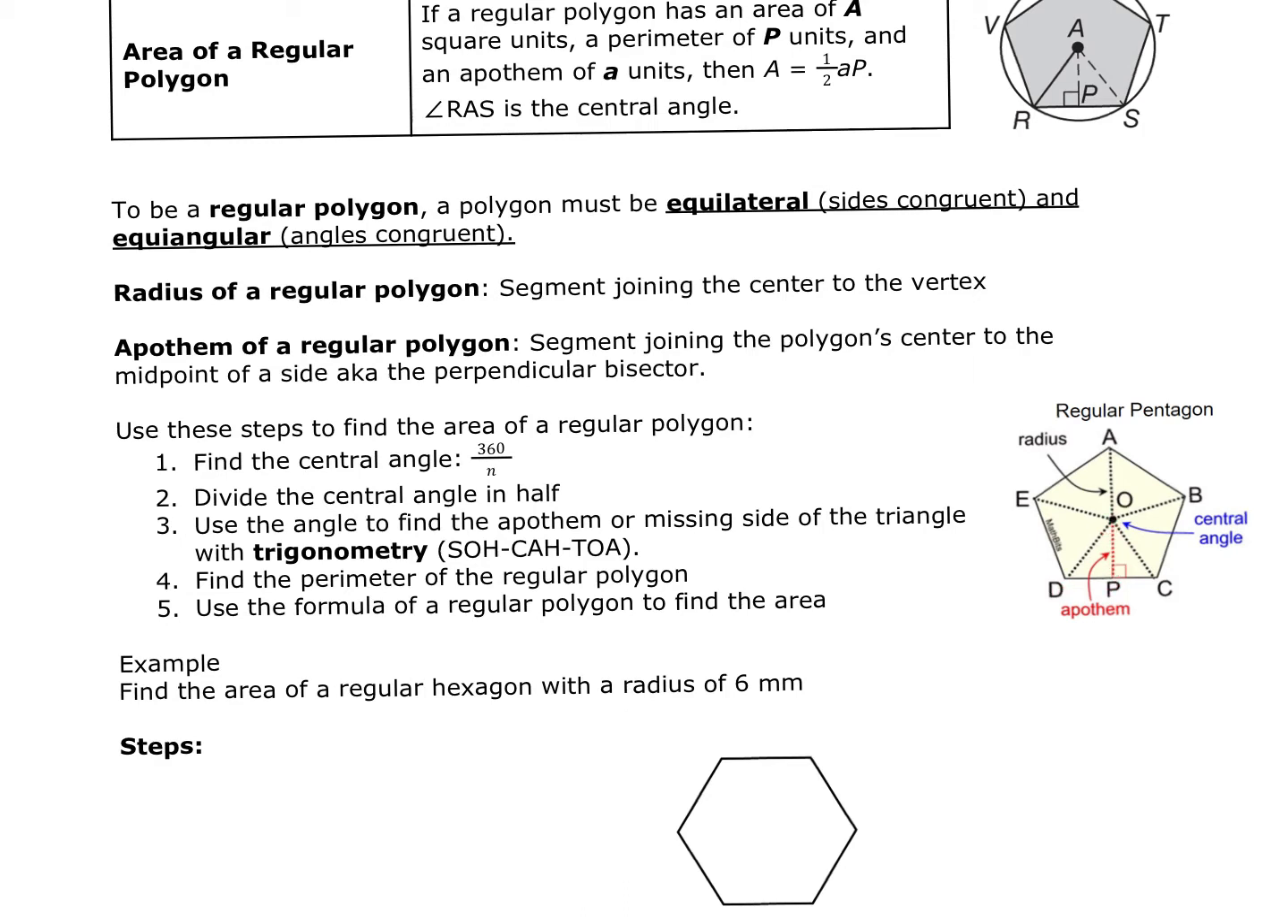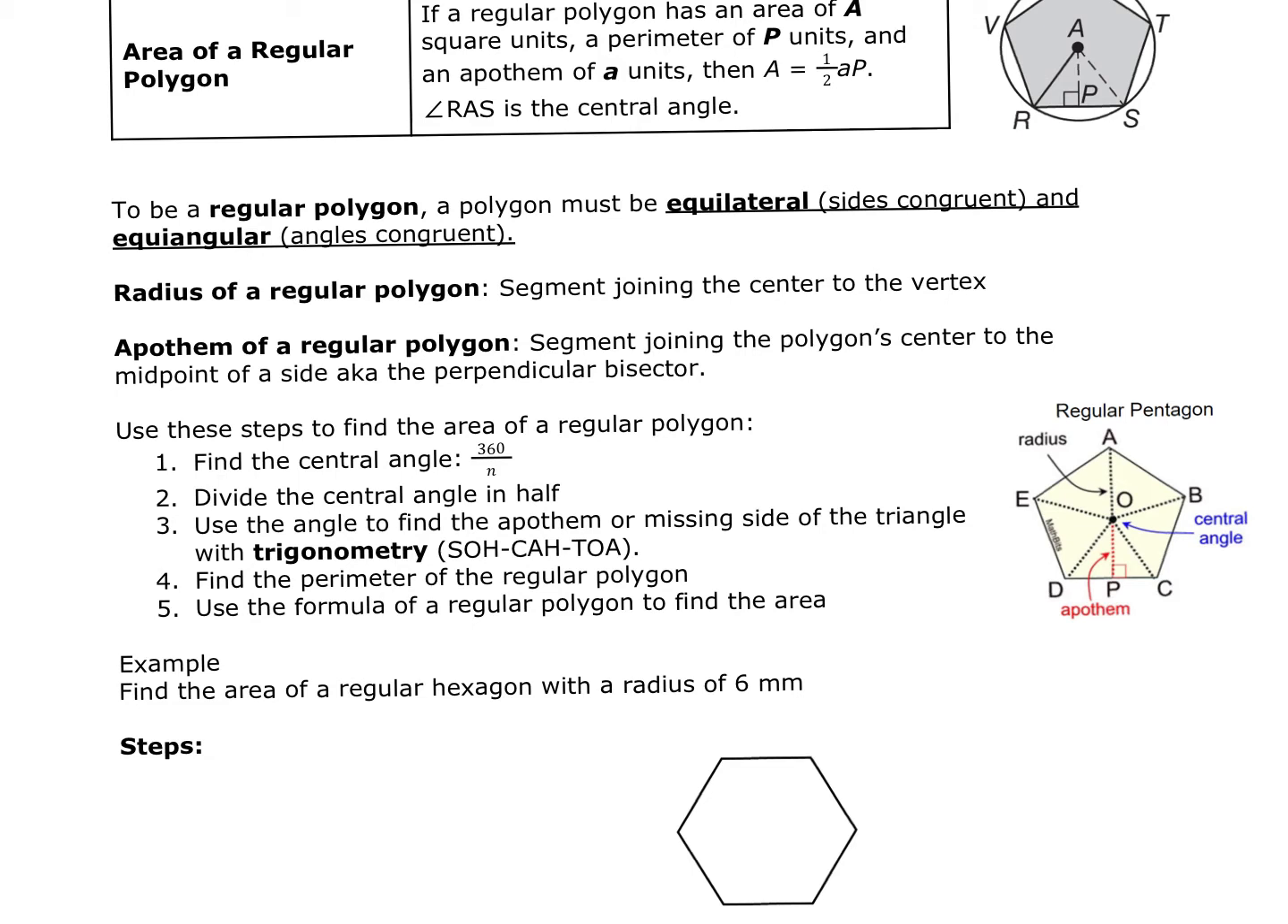We'll then have to use that angle and possibly that radius or a side to find the length of the apothem. And this means we're going to be using some form of trigonometry. As you may recall, this is our SOHCAHTOA. The sine of an angle is equal to the opposite divided by the hypotenuse. The cosine of an angle is equal to the adjacent divided by the hypotenuse. And the tangent of an angle is equal to the opposite divided by the adjacent sides.